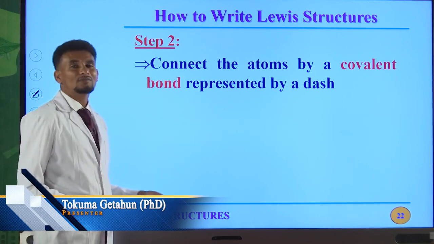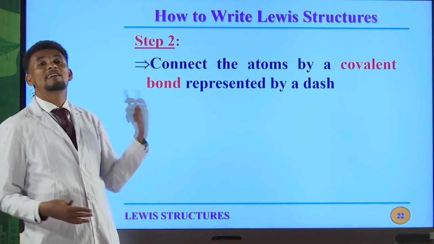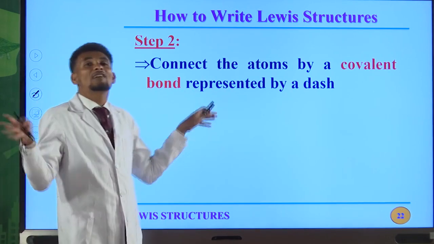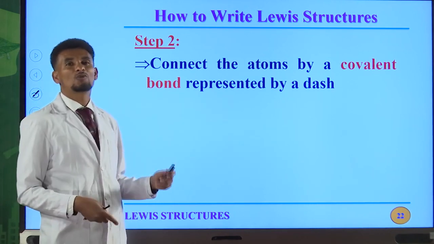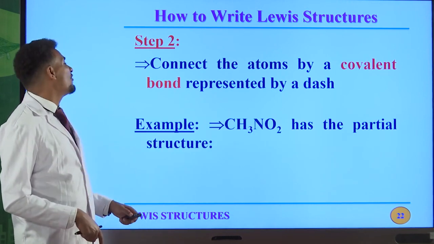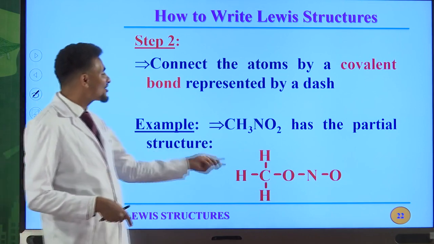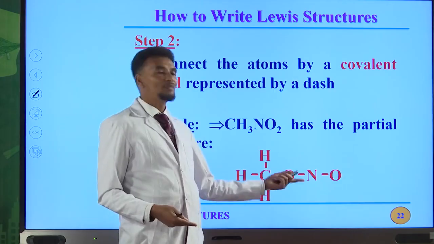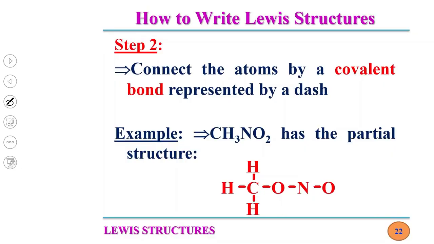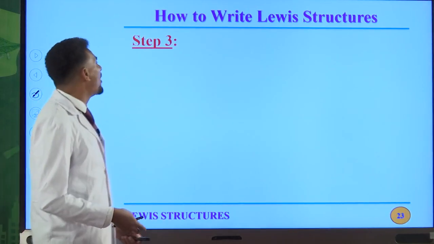The second one, connect the atoms by covalent bond represented by a dash. Okay, so connect all atoms with single bonds. This is your second step to write the Lewis structure for the molecule. For the same example, the partial structure is this one. Connect all the atoms with single bonds. All the atoms are connected with single bonds. So this is your second step to write the Lewis structure for the molecules.